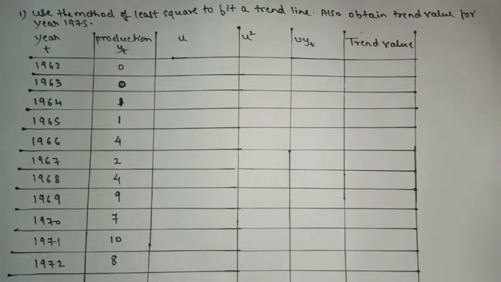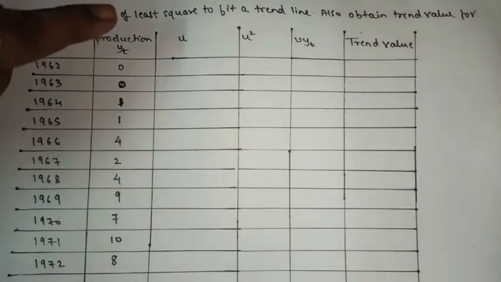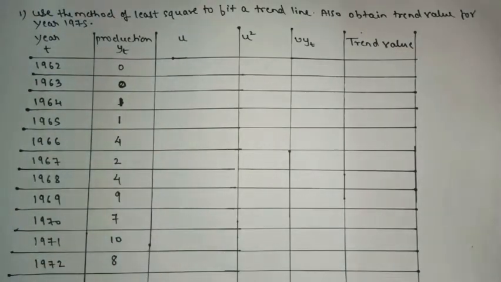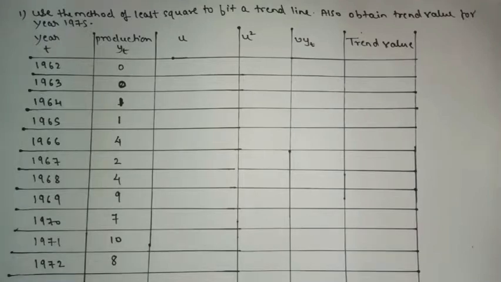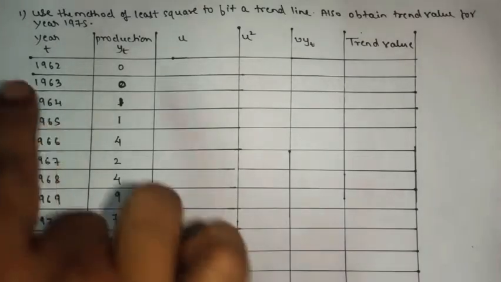As in the previous video also, for year we took T, and for the production we took YT. In the previous lecture we saw the type number 1, which was based on how to find the trend value for 3 years, 4 years and 5 years moving average. Now in this video we'll see, using the method of least square, how to fit a trend line and also obtain the trend value. Now remember this table.